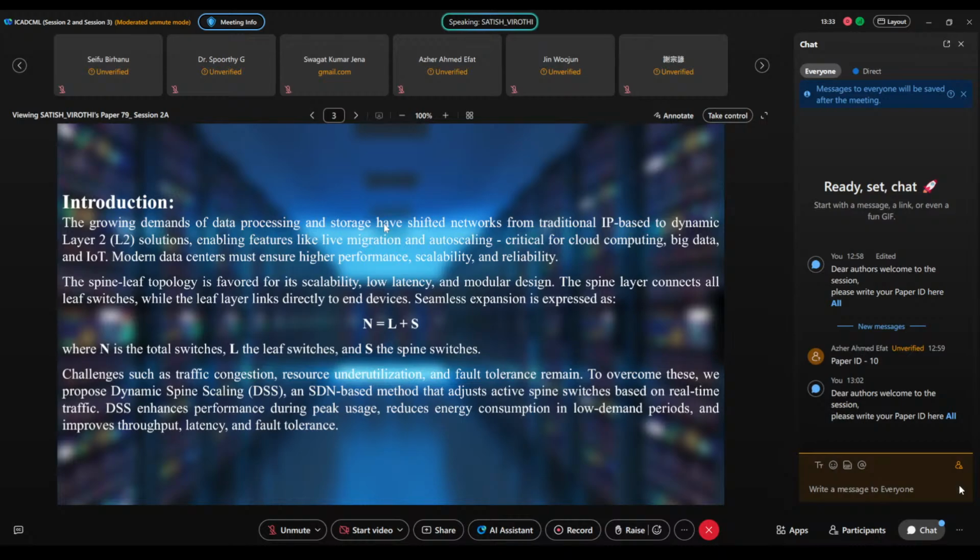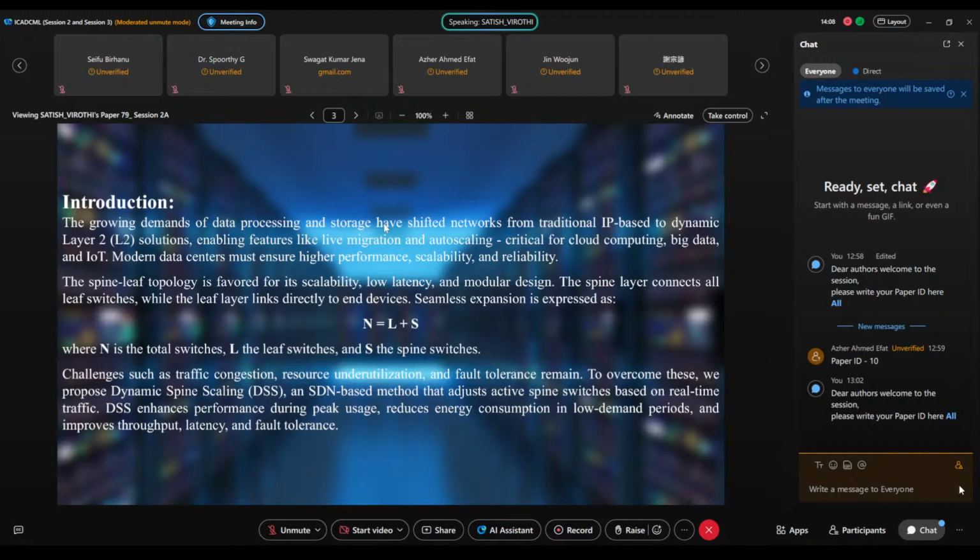And coming to the introduction, as technologies like cloud computing, big data, and IoT evolve, networks are shifting from traditional IP-based solutions to more dynamic layer 2 solutions. These dynamic layer 2 solutions enable tools and processes such as live migration and scaling, which are essential for handling the massive volumes of data and traffic in modern data centers. For data centers to meet these demands, they must ensure high performance, scalability, and reliability.